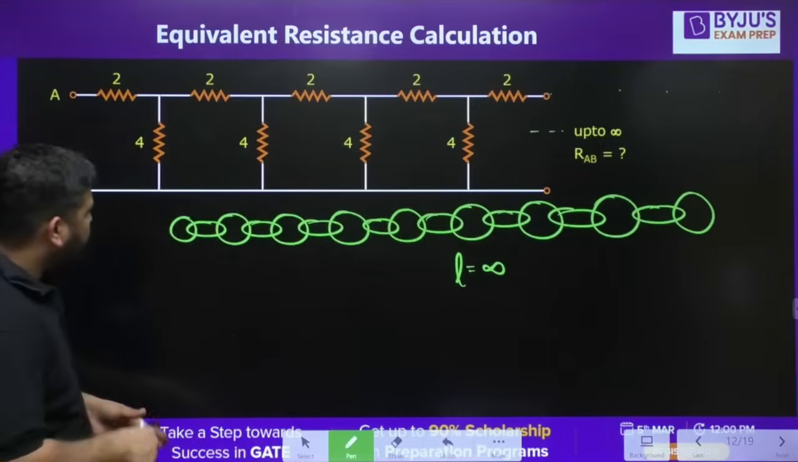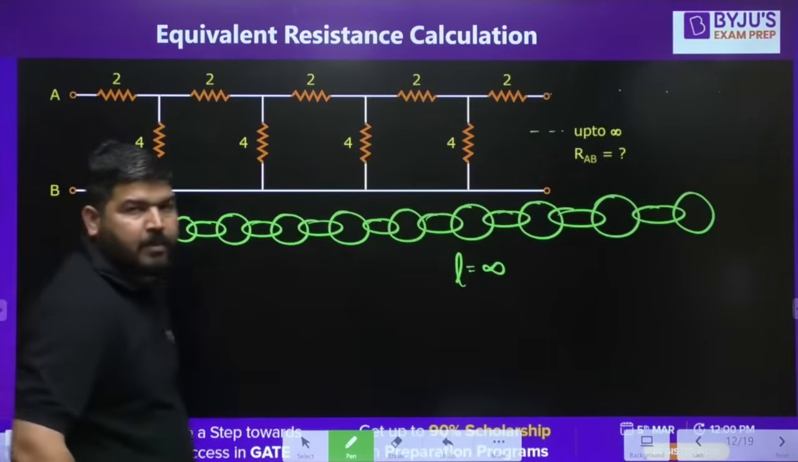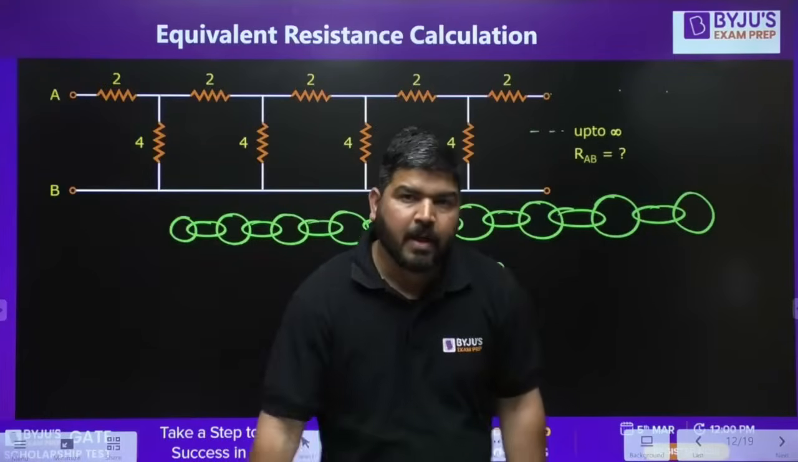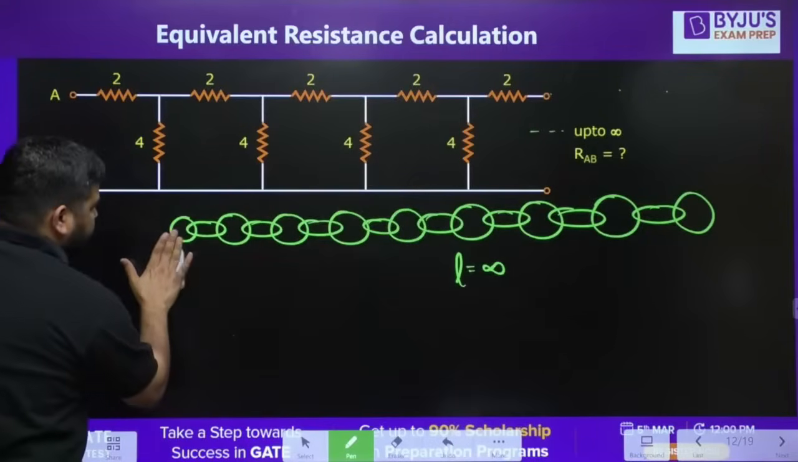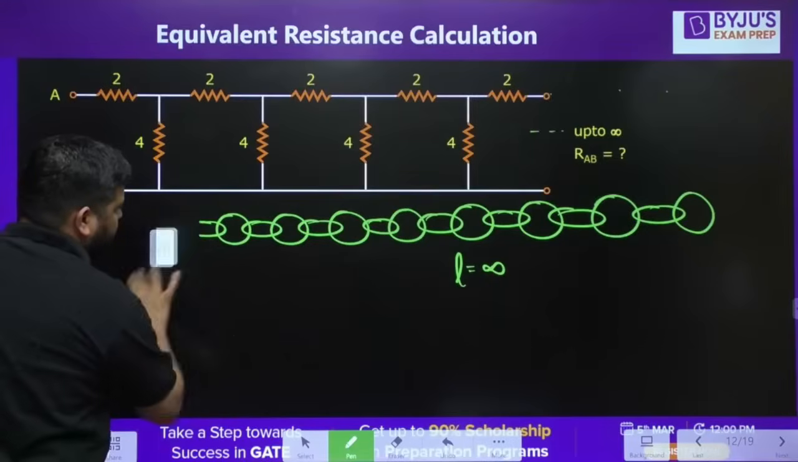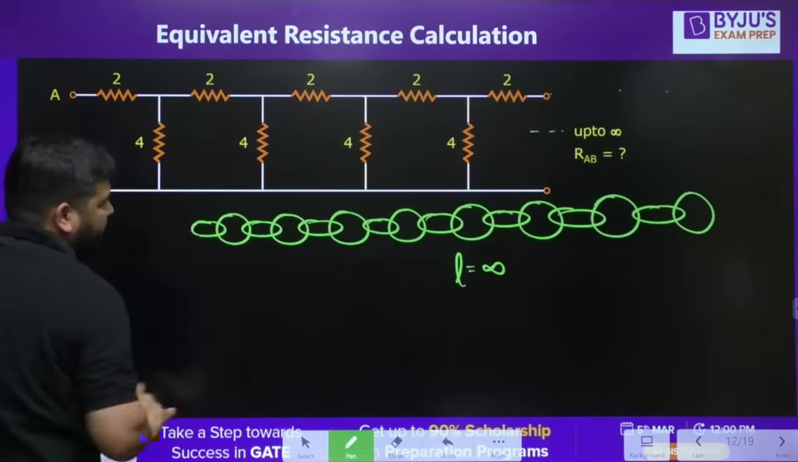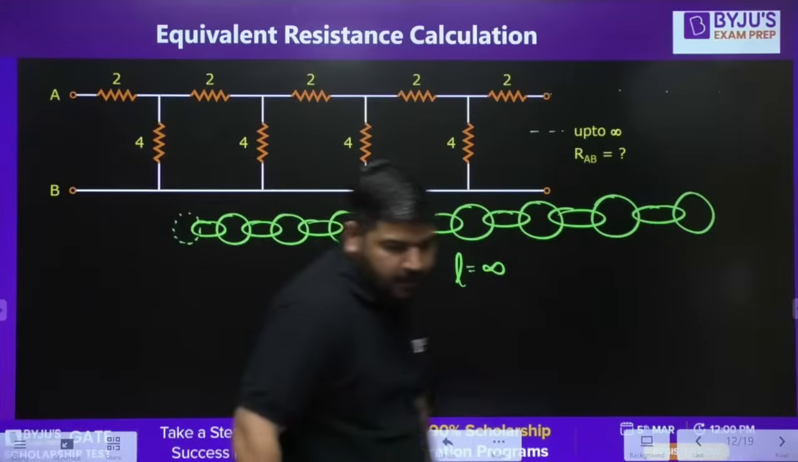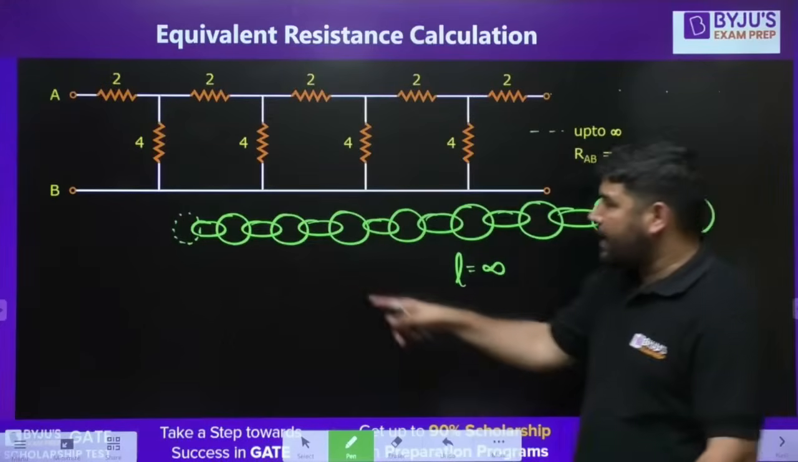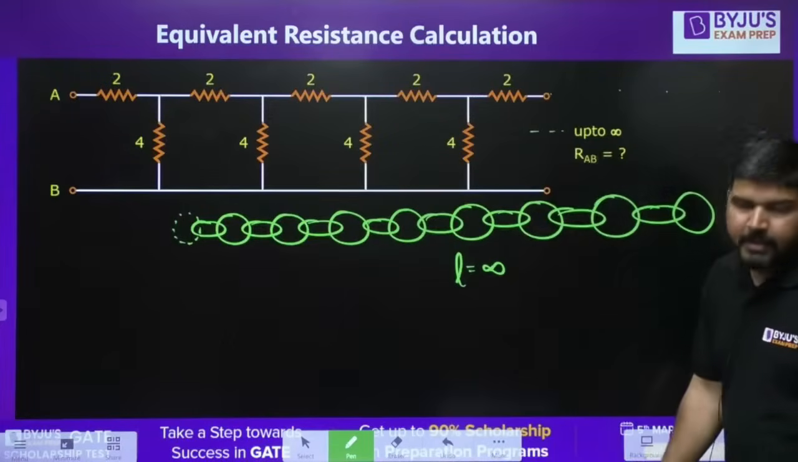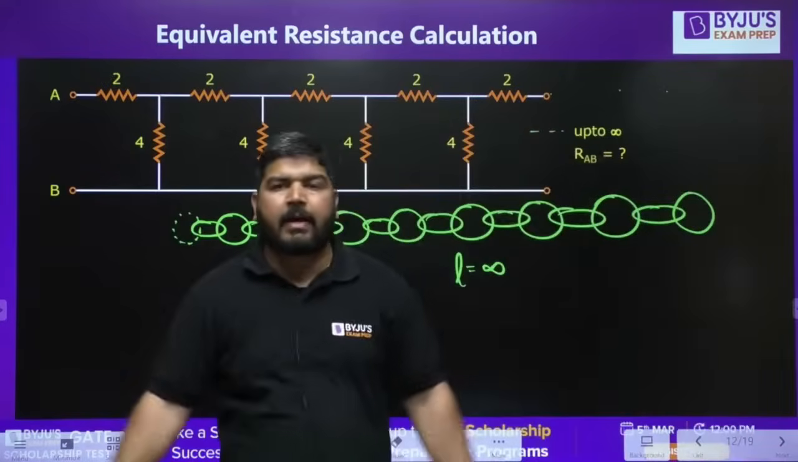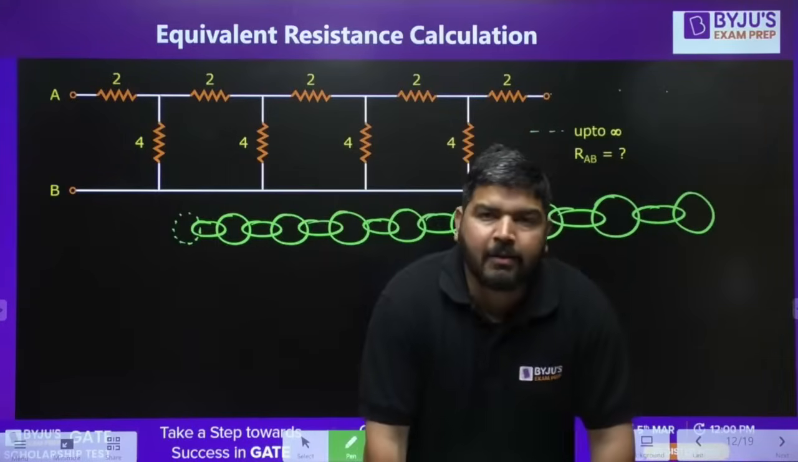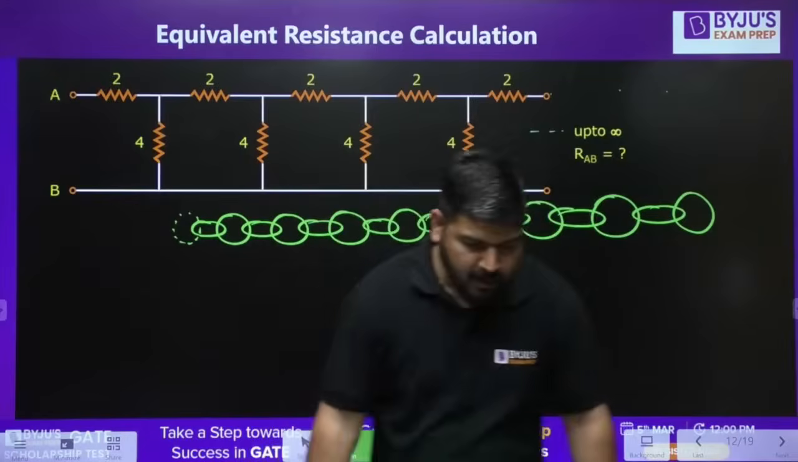Now, can you tell me, if I remove this first ring, what will be the length of this chain? The first ring I have removed. Now tell me, what is the length of this chain? Is it still infinite or less than infinite? Tell me, guys.